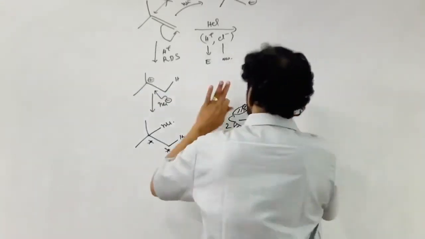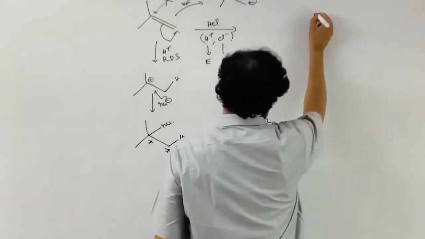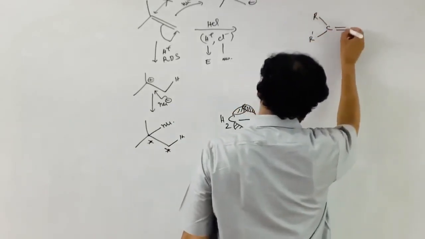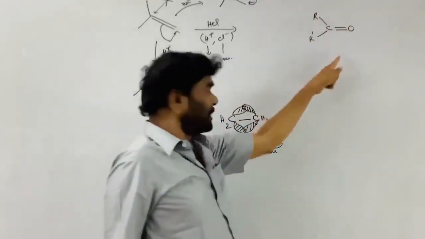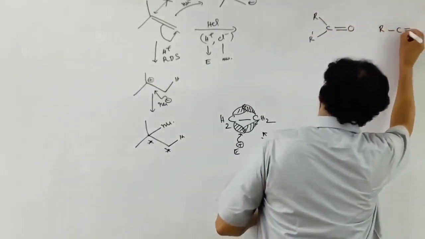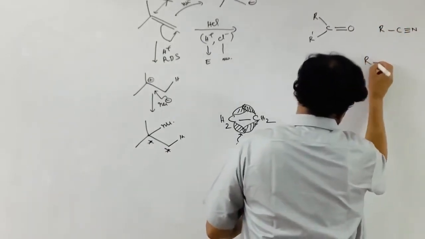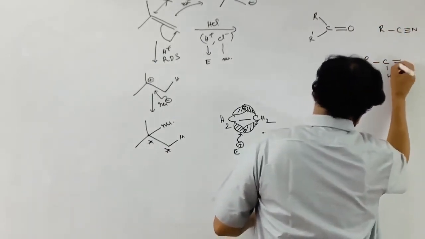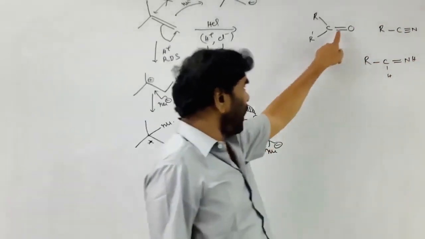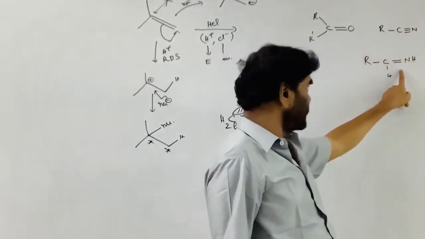Whereas if you come to the second one, I will come back to this point again. If you come to an organic compound with a polar pi bond like this, or a polar pi bond like the cyanide, and a polar pi bond like that of imines. Carbonyl compounds, aldehydes and ketones, nitriles, this is imine.